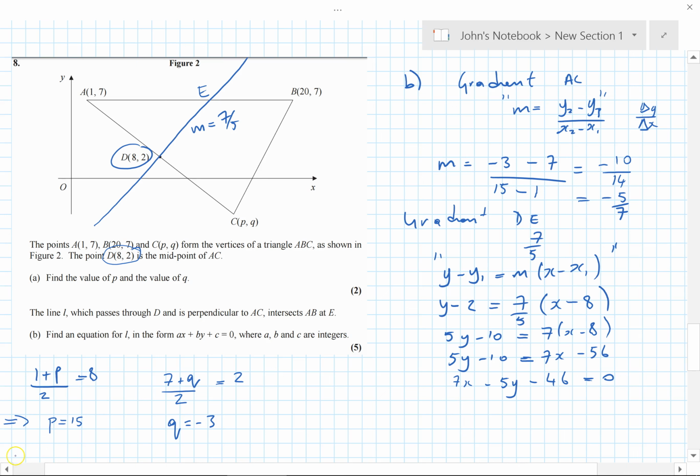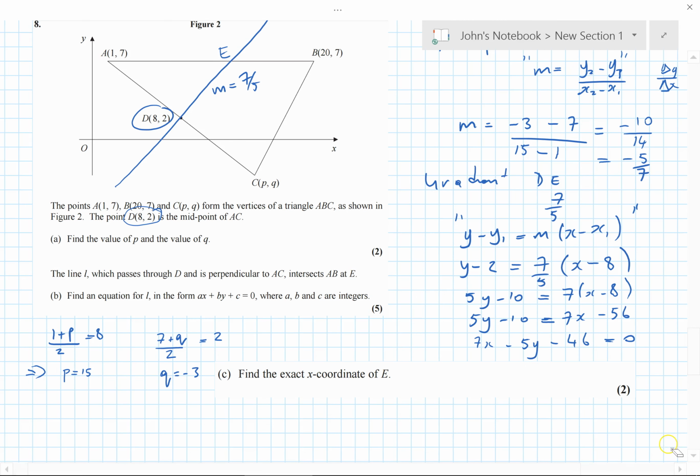I'll just pull up part C because there must be a part C. And here it is. I suppose I could have predicted what it was: find the coordinates of point E. Well, we've got this equation here, and this line is basically the line where y equals 7. So we're looking for the coordinate where y is 7 on here. So we just need to sub in 7.